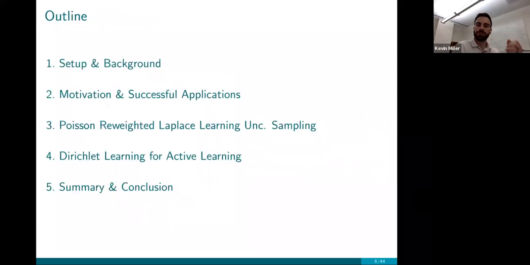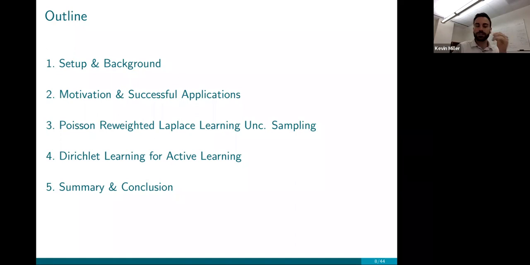So as an outline for the rest of my talk, I'm going to give a little bit more setup and background of where I'm coming from, the types of methods we're really talking about, and then give some motivation in the form of some successful applications that I worked on at the end of my PhD and recently, where these things have been quite useful using active learning.